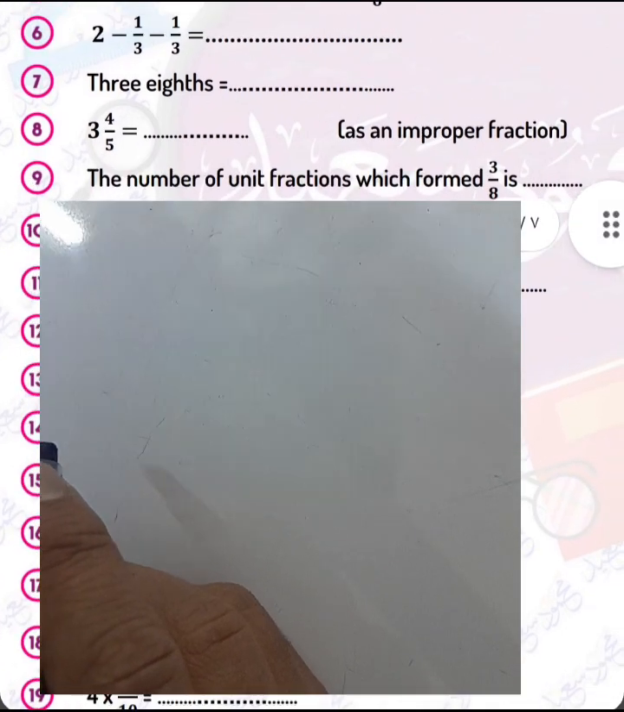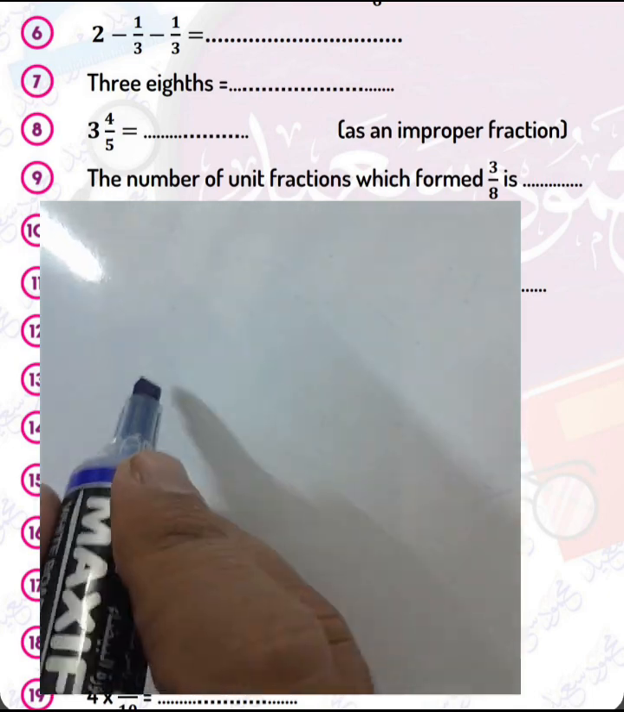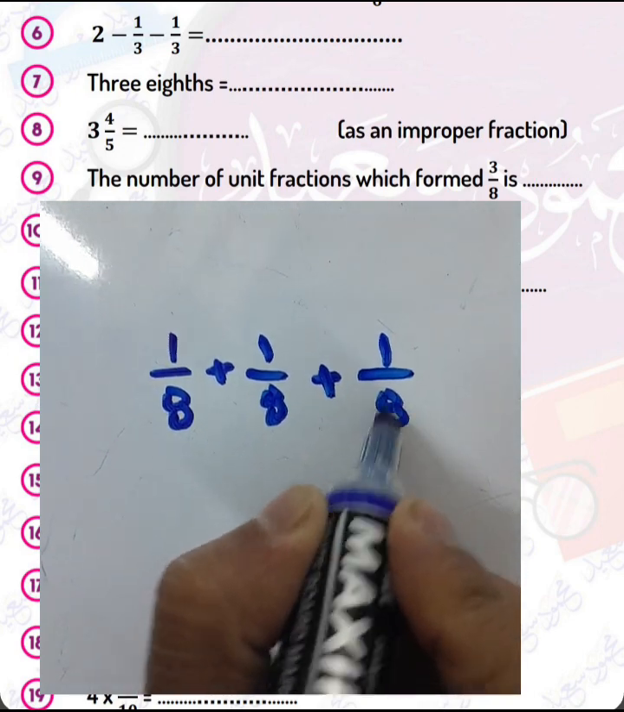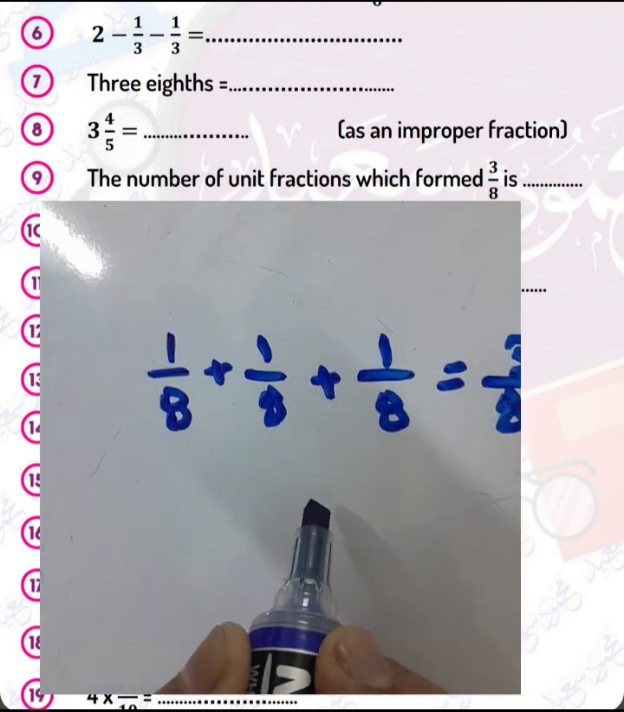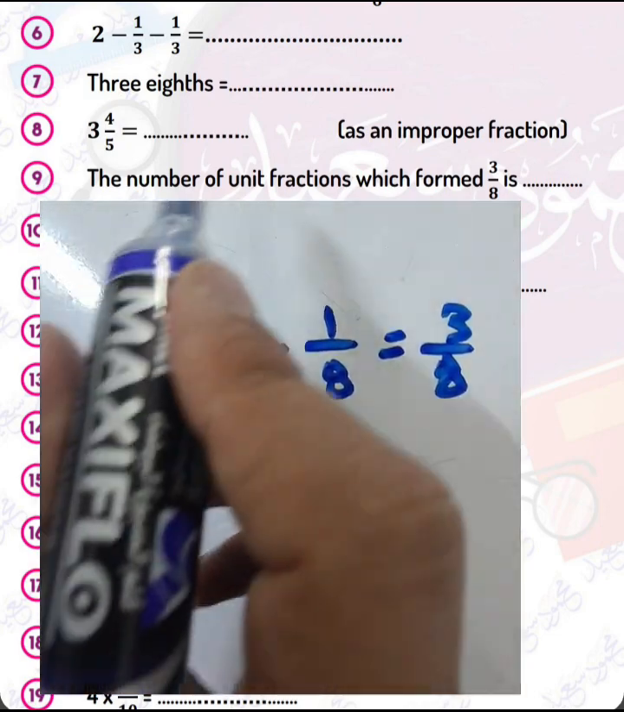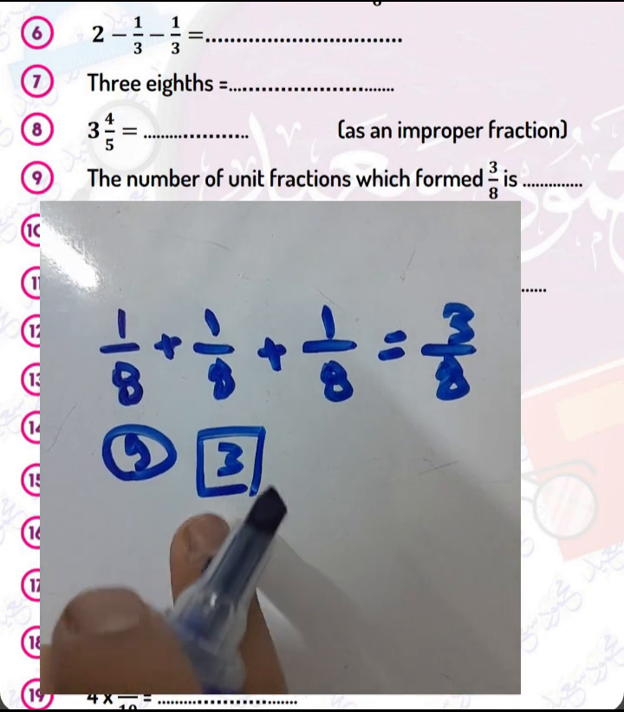The number of unit fractions which form 3 over 8 is 3, because 1 over 8 plus 1 over 8 plus 1 over 8 equals 3 over 8. So the result for question number 9, the number of unit fractions which form 3 over 8, will be 3. Write 3 in the space. Understood?